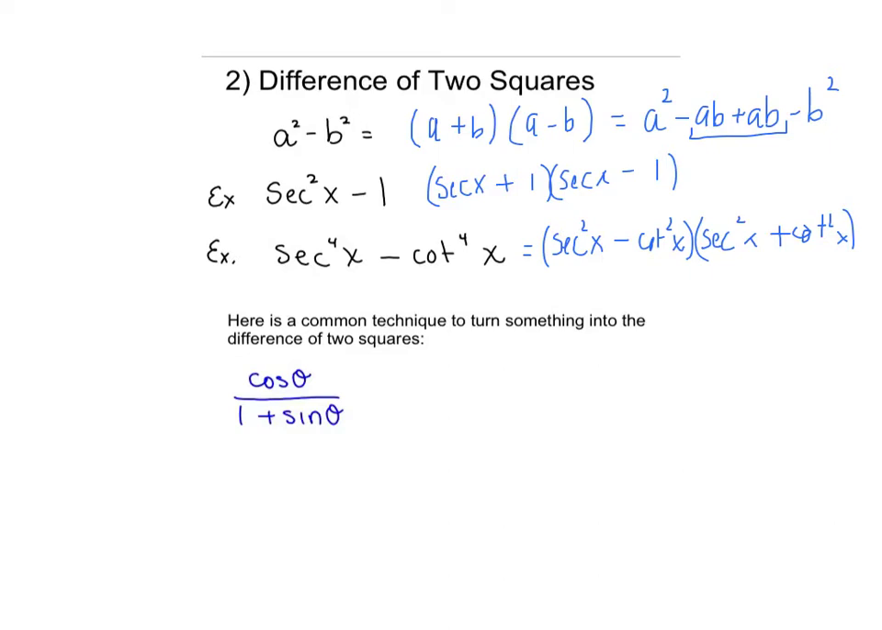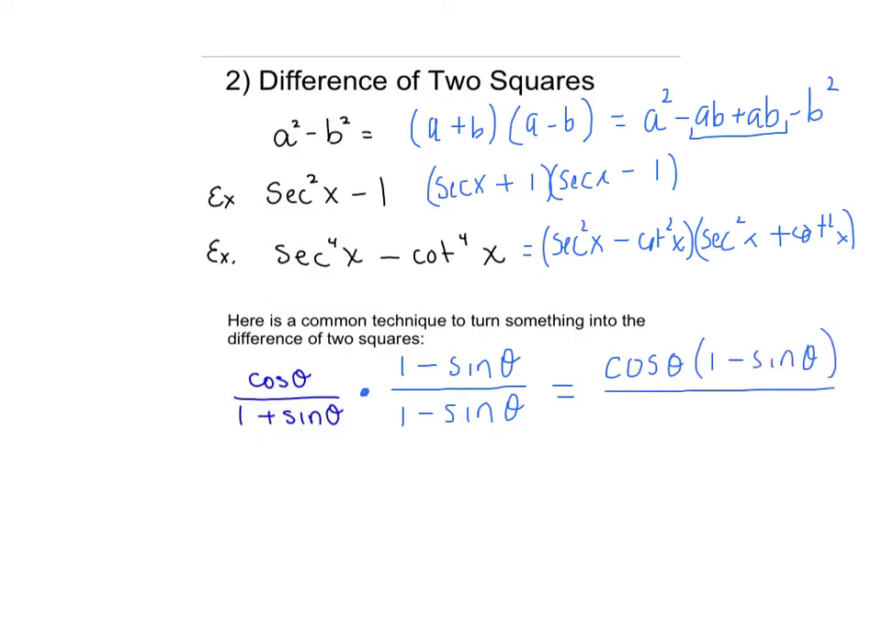Here's a common technique to turn something into the difference of two squares. You start off with something not squared at all. You can multiply times a form of 1, and the difference of two squares is in the denominator. You can see it in the denominator here. This is 1 plus sine, 1 minus sine. So when you go ahead to multiply that out, generally I would just leave the top like this, and then the bottom would be 1 minus sine squared theta. If you recognize that that's the difference of two squares, that's why we use 1 minus sine instead of 1 plus.